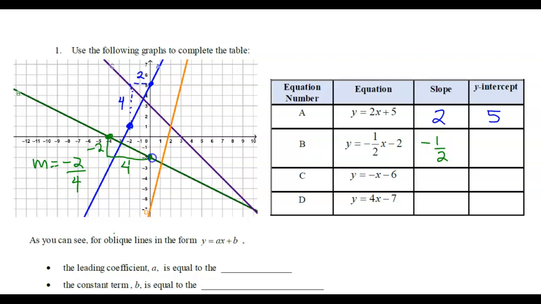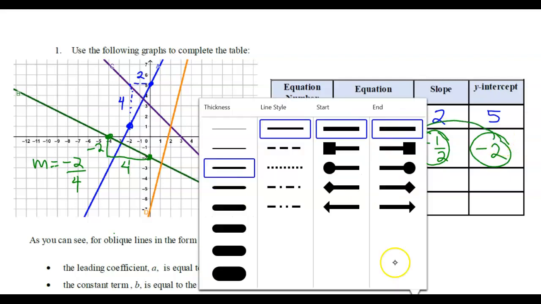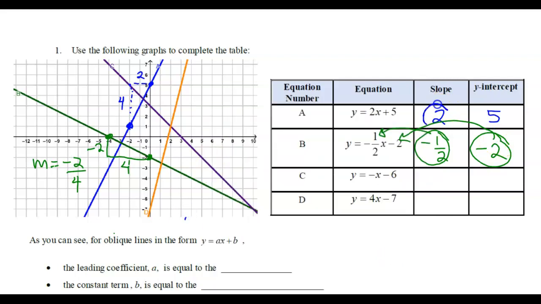Okay, what's the y-intercept? Well, I've already plotted it. It's -2. So already, hopefully you see some patterns. Take a look. The slope here is the coefficient of x. The y-intercept is the constant term. Same thing back in the first one. The slope is the coefficient of x. The y-intercept is the constant term. So that's always going to be the case.